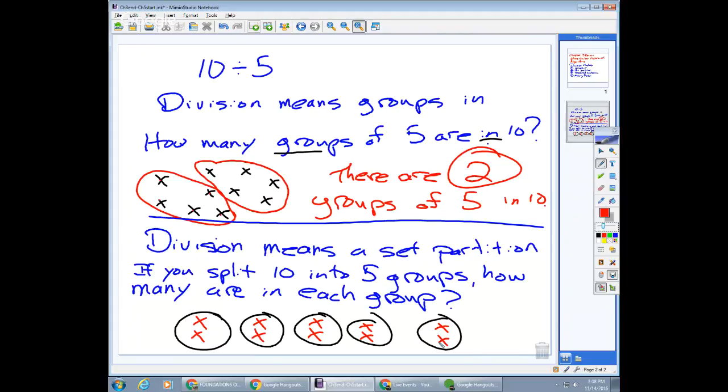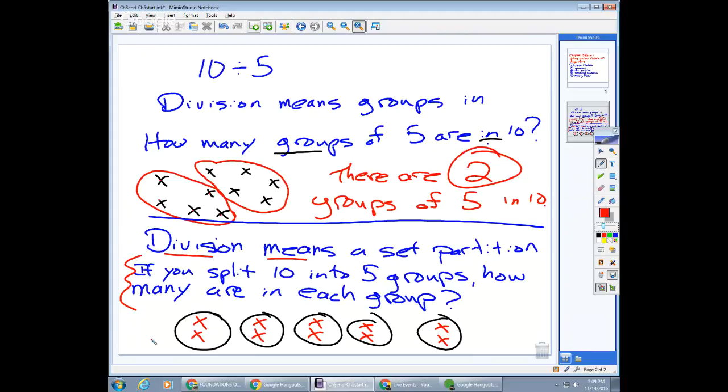So the groups in, we know how big the group is, but we don't know how many groups. Set partition, we know how many groups, but we don't know how many are inside yet. The answer to the question solves the division problem. Yes, because you've got to demonstrate it. So you've got to first say what division means, then based on that, that model leads to a question. Then answer the question. Absolutely, this will be on the test.